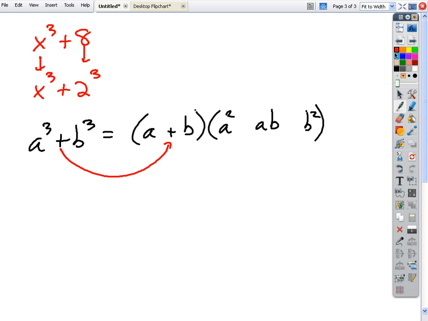And then look what happens. The signs, whichever sign they start with, the next one is going to be its opposite. And then the third one is always plus. That one's always the same.